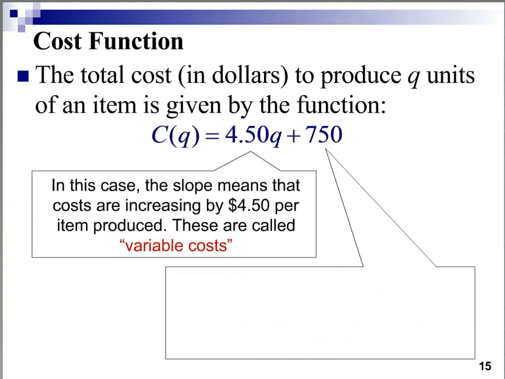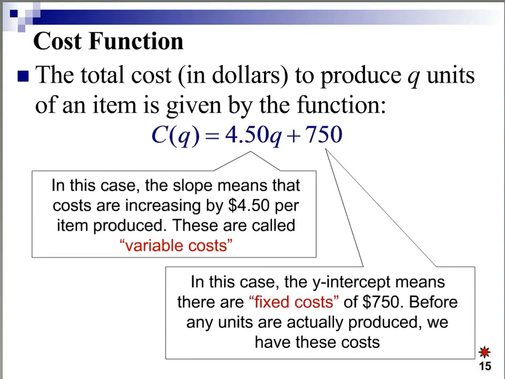When you look over at the 750, that's your y-intercept, and in this particular context, this is what we would call the fixed costs. So we have $750 in fixed costs, and that represents the amount of money that we would need to put out or invest before we would actually produce any items. So this could be what we would call startup costs. So let's take a look at what this would look like in visual form.